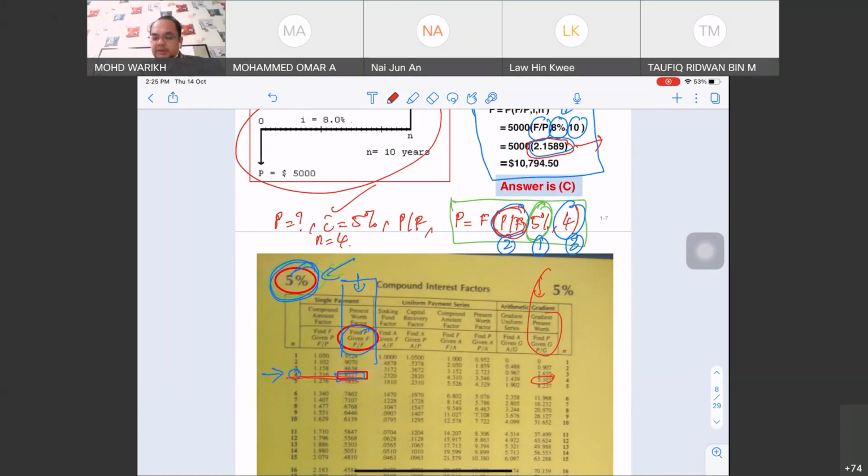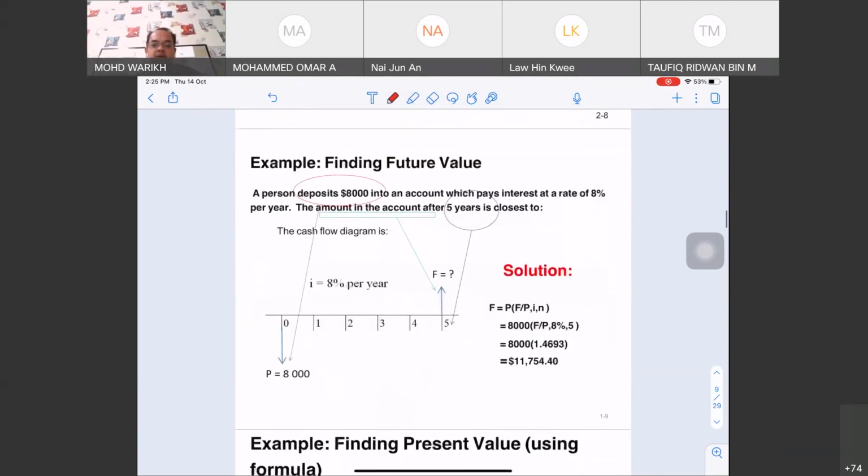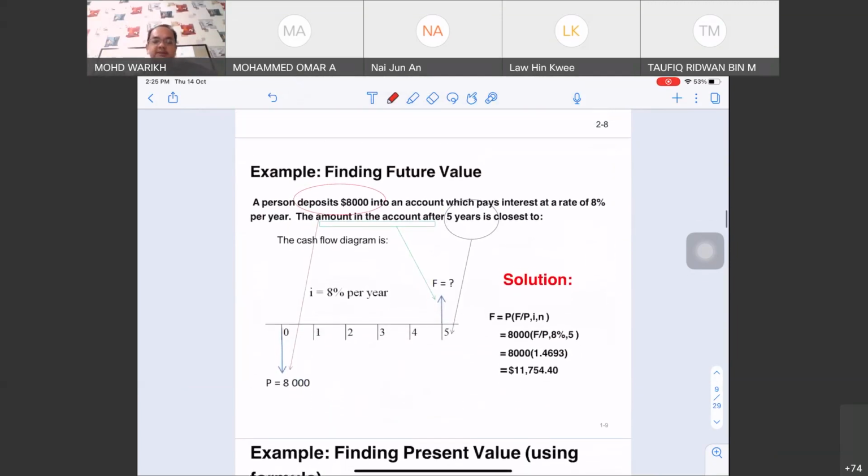And sometimes you are very rushy. You just take this number, the second column. So it's wrong, then of course the answer from you is wrong. Make sure that you define the correct numbers. All right, so we go to the next slide.